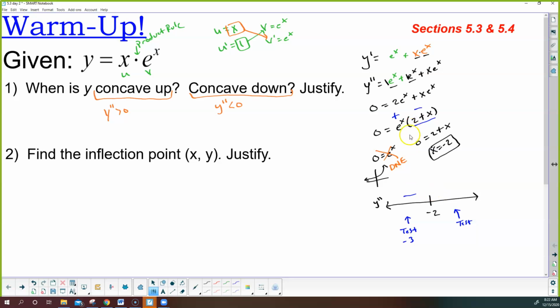And then I'm going to test a number past -2. I'm going to test 0 because that's pretty easy. Again, this first part is always going to be positive. Even if I put in 0, e to the 0 is 1, and that's a positive. If I put in 0 here, I get a positive again, and a positive times a positive is a positive. Okay, so we now have the information that we need.